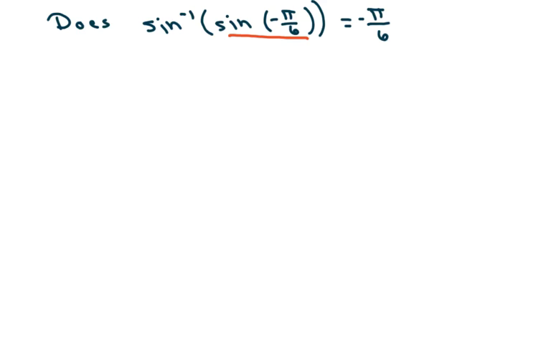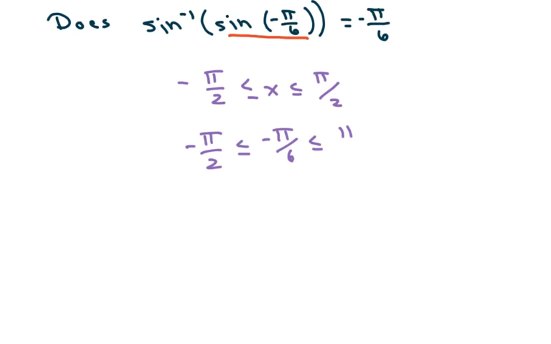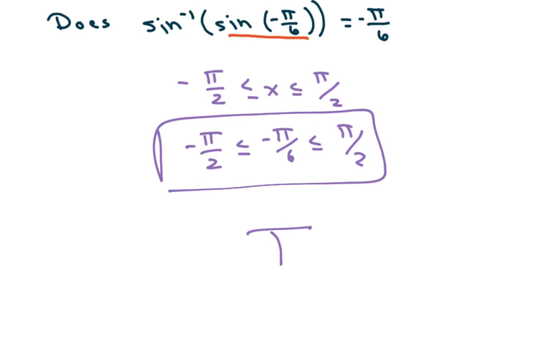And it's because our restrictions are between negative pi over 2 and pi over 2. So negative pi over 6 is in between our restricted domain. And that's why this would be a true.